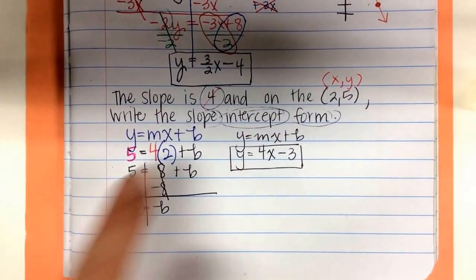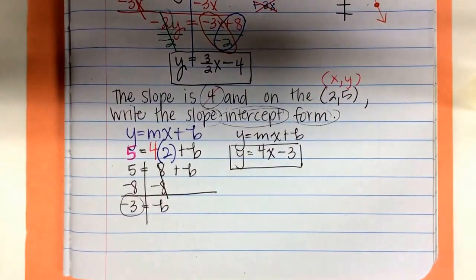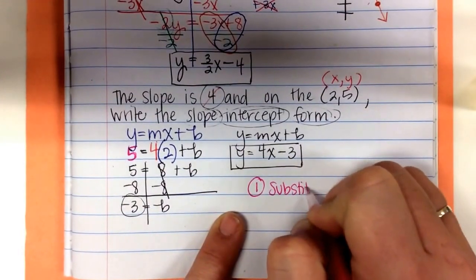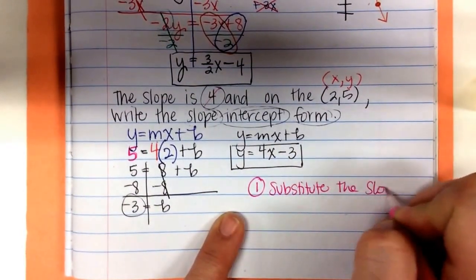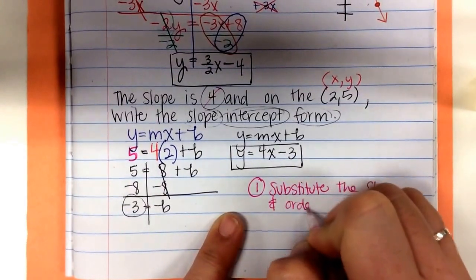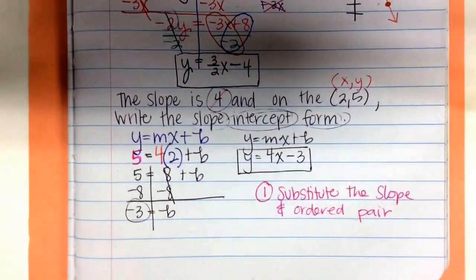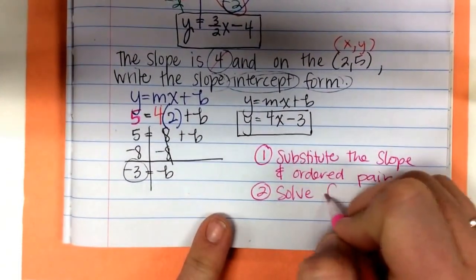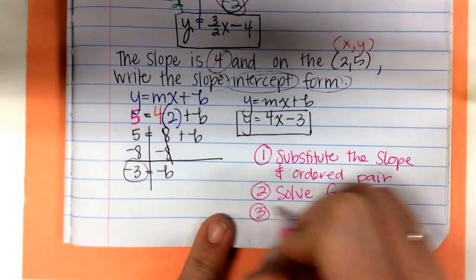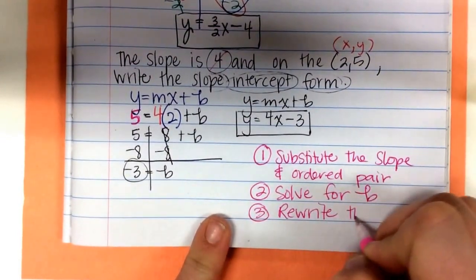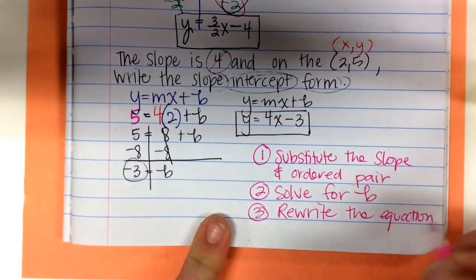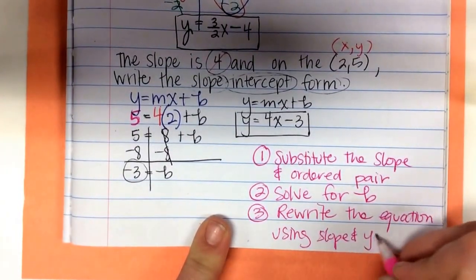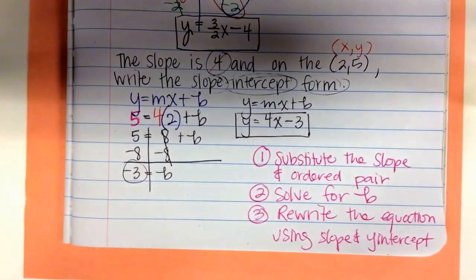If they give you the slope and a point, step 1 is to substitute. Substitute the slope and the ordered pair. Step 2 is to solve for b, and step 3 is to rewrite the equation using slope and y-intercept.